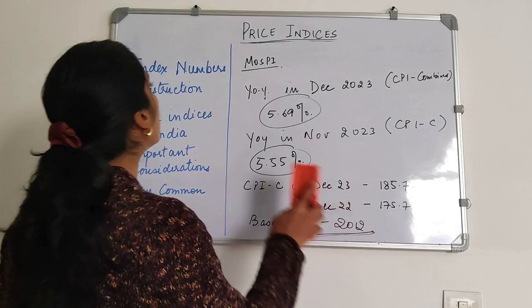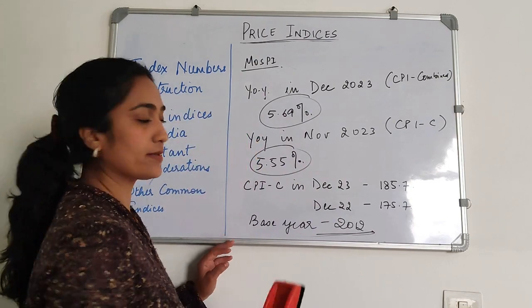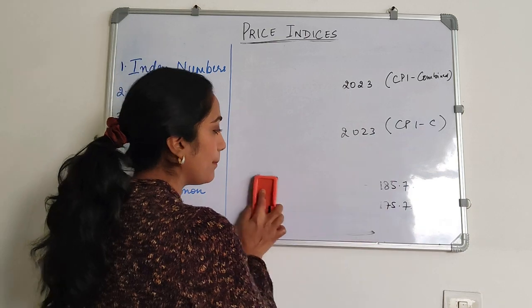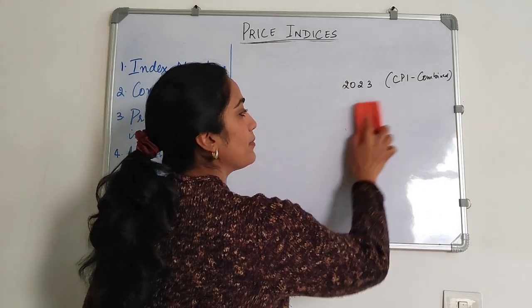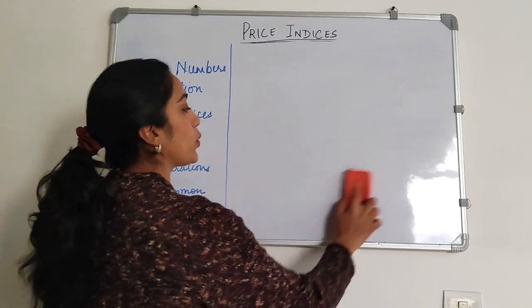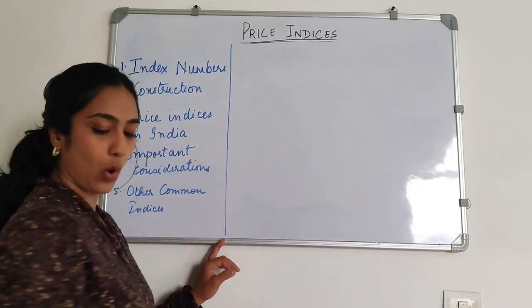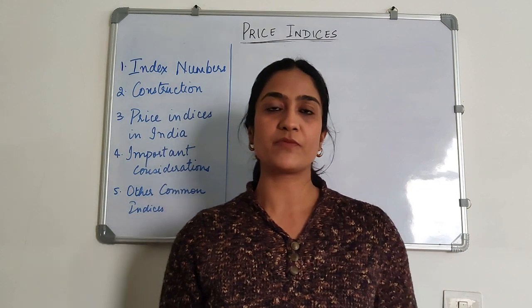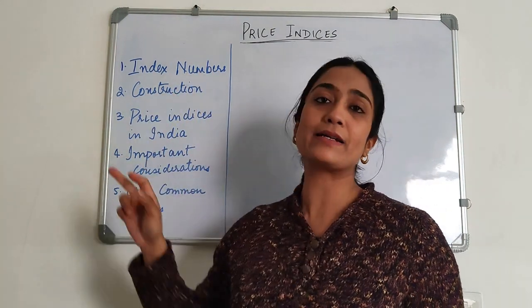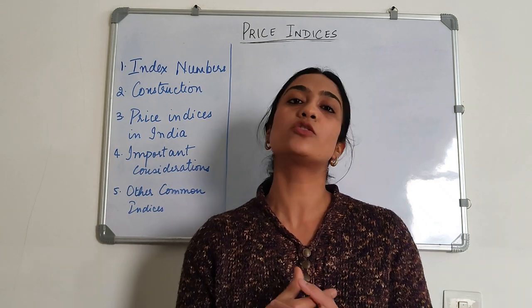Let's talk about how to construct a price index. We'll start with the very basic, and then we will make it more and more realistic, more and more useful. Let's understand what a price index or generally an index number does. Price indices are basically an example of what are called index numbers. Index numbers are statistical tools.